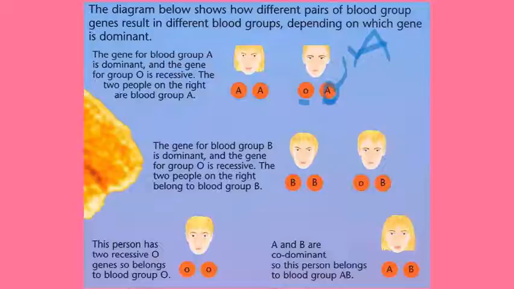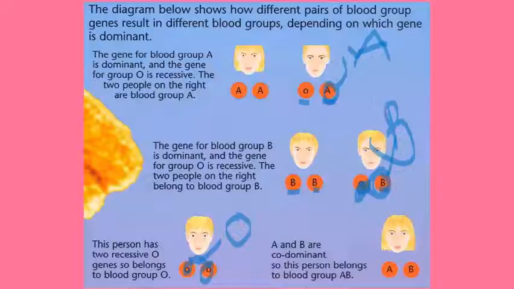Okay, the gene for blood group B is dominant. See, dominant. And the gene for group O is recessive, like I'm tiny over here. The 2 people on the right belong to blood group B. Why? Because B is dominant and O is recessive. So B wins. Okay, but this one has 2 recessive O's. That means because neither one is dominant, of course, the O still wins.